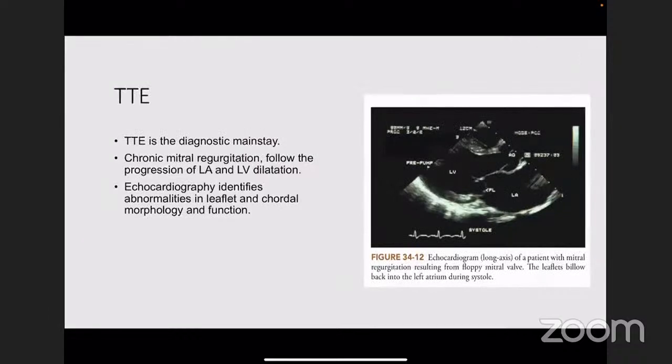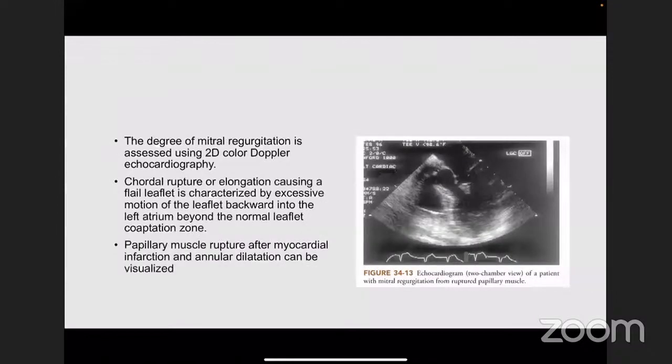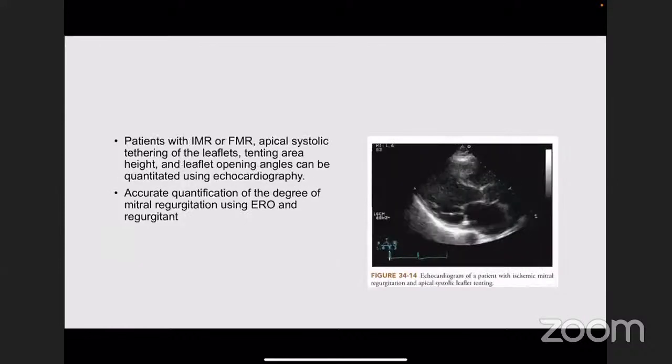TTE is the diagnostic mainstay. In chronic mitral regurgitation, follow progression of LA and LV dilatation. Echocardiography identifies abnormality of the leaflet and chordal morphology and function. The degree of mitral regurgitation is assessed using 2D color Doppler echo. Chordal rupture or elongation causing a flail leaflet is characterized by excessive motion of the leaflet backward into the left atrium beyond the normal leaflet coaptation zone. Papillary muscle rupture after myocardial infarction and annular dilatation can be visualized.